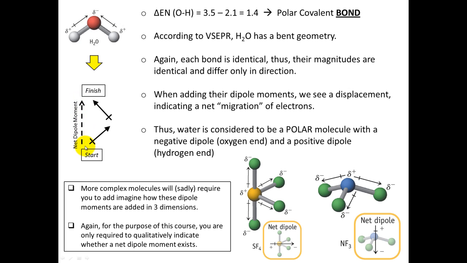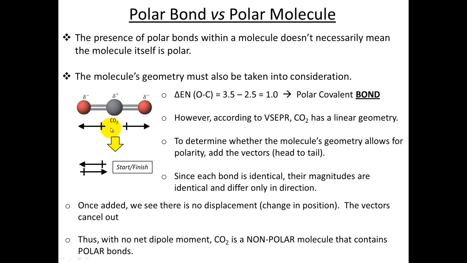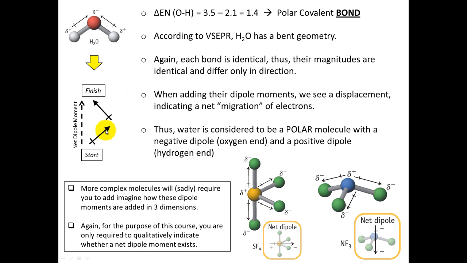So there is a net displacement, meaning I started off here, I ended here. Whereas with carbon dioxide, I start off here, and then after that I come back and I end back here. So there is no net displacement. In this case, there was no overall polarity for the molecule. Even though the bonds themselves were polar, the molecule itself was non-polar. In this case, both the bonds are polar and the overall molecule is considered to be polar.